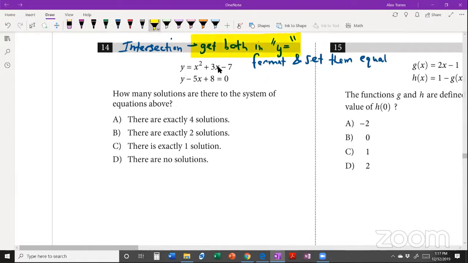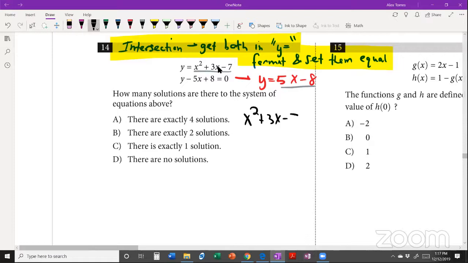So we already have y equals x squared plus 3x minus 7, but for the other one, we have to work a little. We'll add 5x and take away 8. So y equals 5x minus 8. So you have y equals x squared plus 3x minus 7 and y equals 5x minus 8. The idea of the intersection is to just set those equal. X squared plus 3x minus 7 equals 5x minus 8. Because at the place where two functions intersect, they have the same x and y values. So what we just did is essentially we set the y's equal.